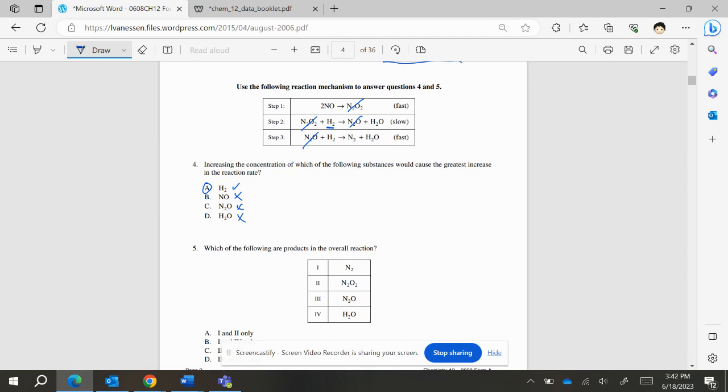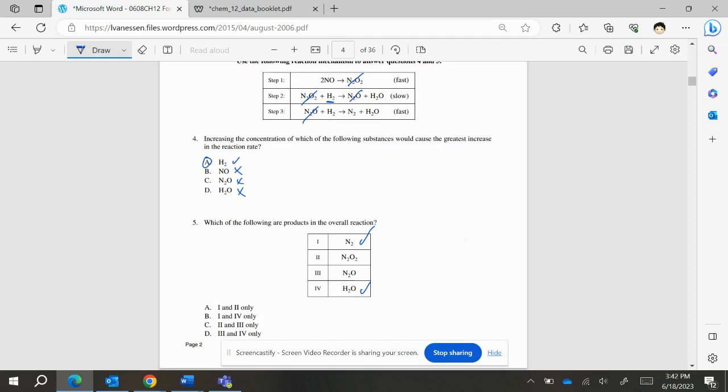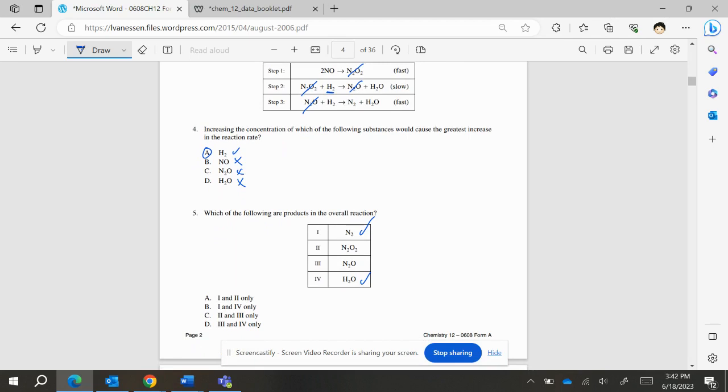So this reaction is 2 NOs plus 2 H2s turn into 2 H2Os and an N2. So our two products are N2 and H2O. The other two that are listed there are actually reaction intermediates. So 1 and 4.